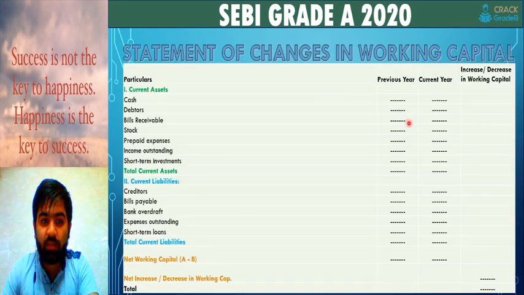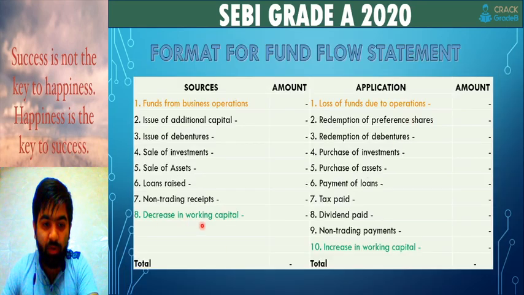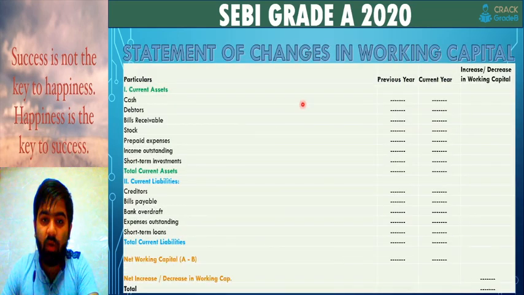Now coming to the next part, which is the decrease or increase in working capital. So how do we find it? We have to prepare a statement of changes in working capital. It is on your screen, so check current assets. We have to take all current assets from the previous year and current year. Then we have to check whether these current assets have increased or decreased. Likewise, we have to take current liabilities and see if they have increased or decreased, and whatever it comes to, we have to take net working capital.